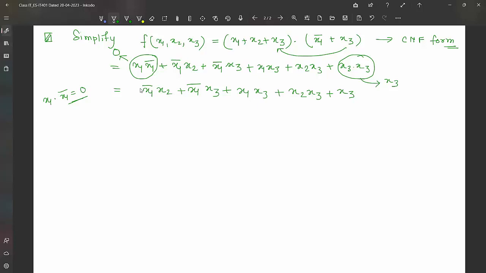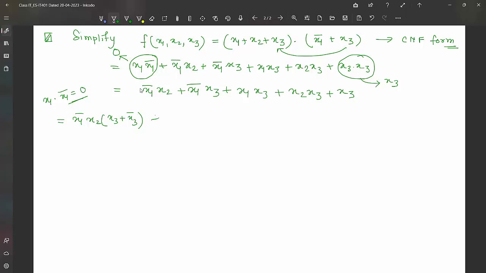So many terms are missing here. That means this is not a very simple expression to simplify. So again you have to first fill these missing variables. So how to fill that? Just do it. It is x1 bar x2 into x3 plus x3 bar. Is it okay? We fill the missing variables with the x3. Is it okay to everyone?